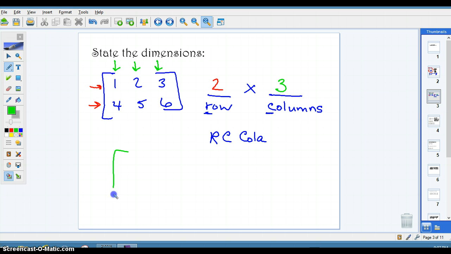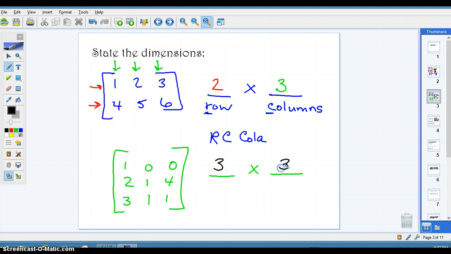How about this one? What would we call this one? The dimensions are, yep, that's right, a 3 by 3. Very good. Okay, so those are the simple pieces of a matrix.